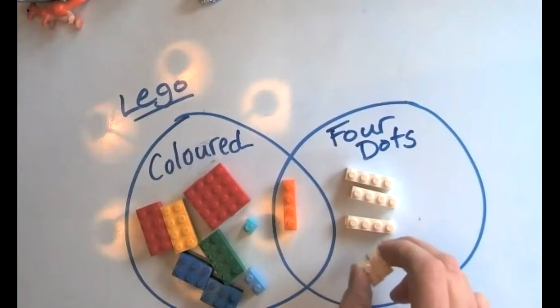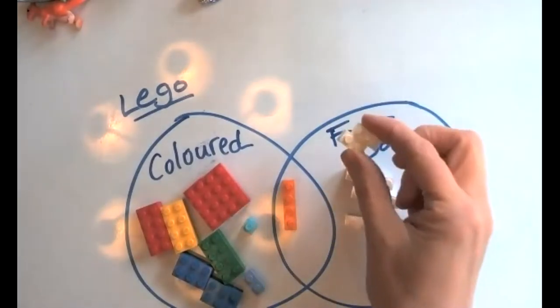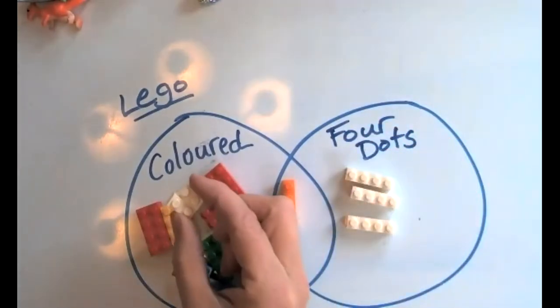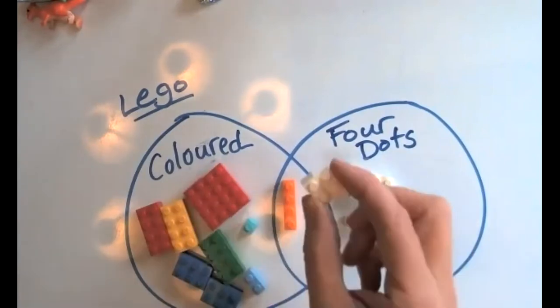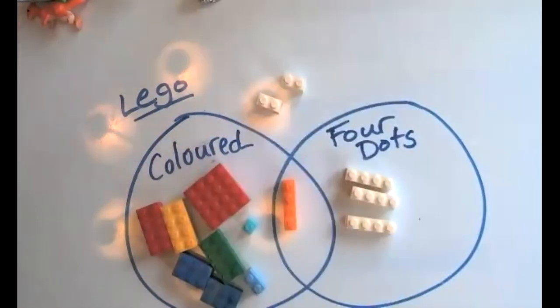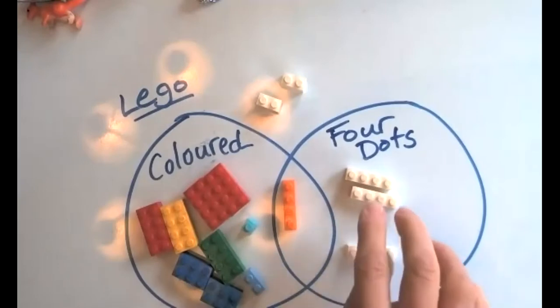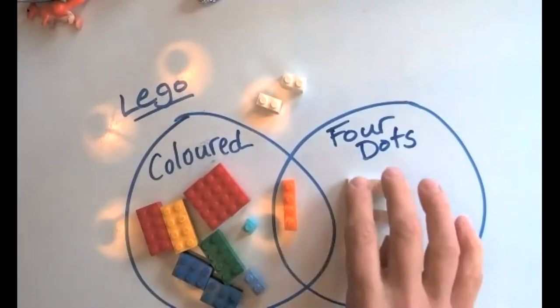Oops, actually, I can't even put these in there. What am I doing? These can't go here because they're not 4 dots. They can't go here because they're colored. They're not colored, and they're not 4 dots. So those 2 actually don't go in any space. Sorry, I made a mistake there. See, even I make mistakes.